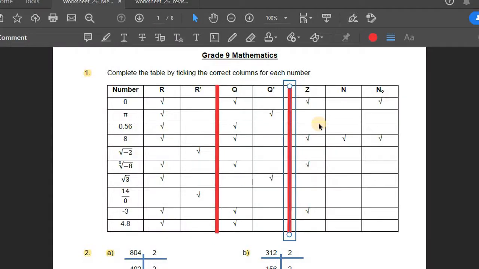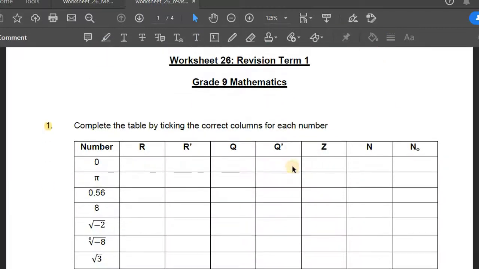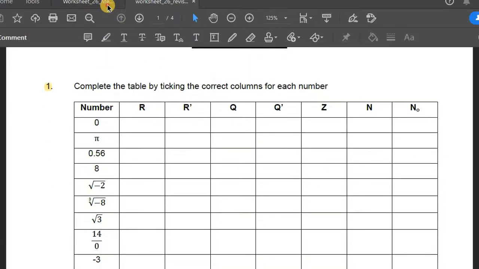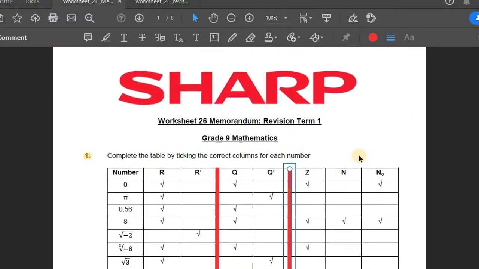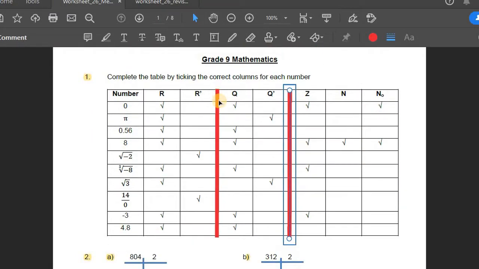Okay, good day learners. Let's do the corrections for this worksheet that I sent for you. Here's a memo for that. The first thing we need to do is break this up into real or not real, rational or irrational, an integer, a natural number, or a whole number.